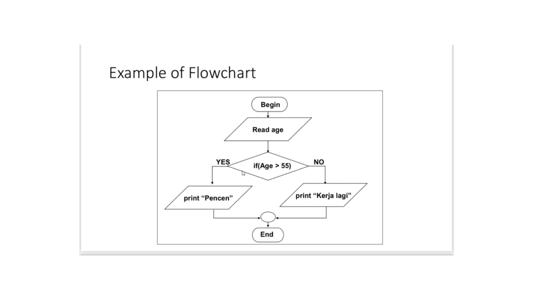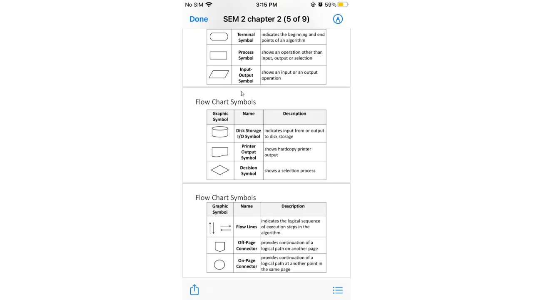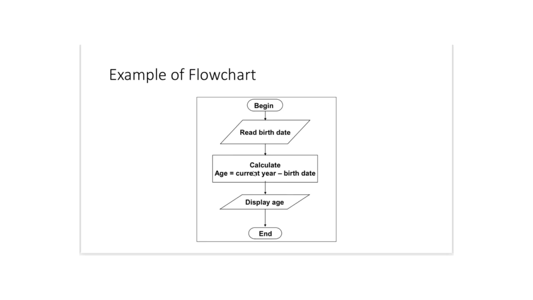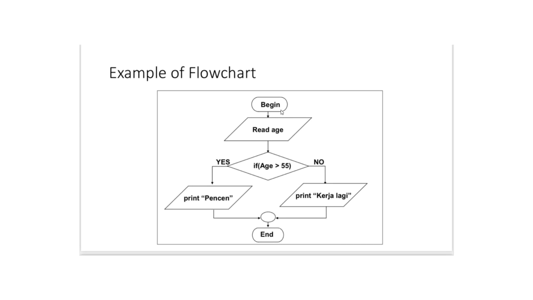Example of a flowchart with the decision symbol. Let's see. Begin with age and the decision symbol: if age is over 55, if bigger than 55, I'm sorry. There's a decision, which is yes and no. If yes, they will go through to print pension, which is the output. If it's no, they will print kerja lagi in the output.